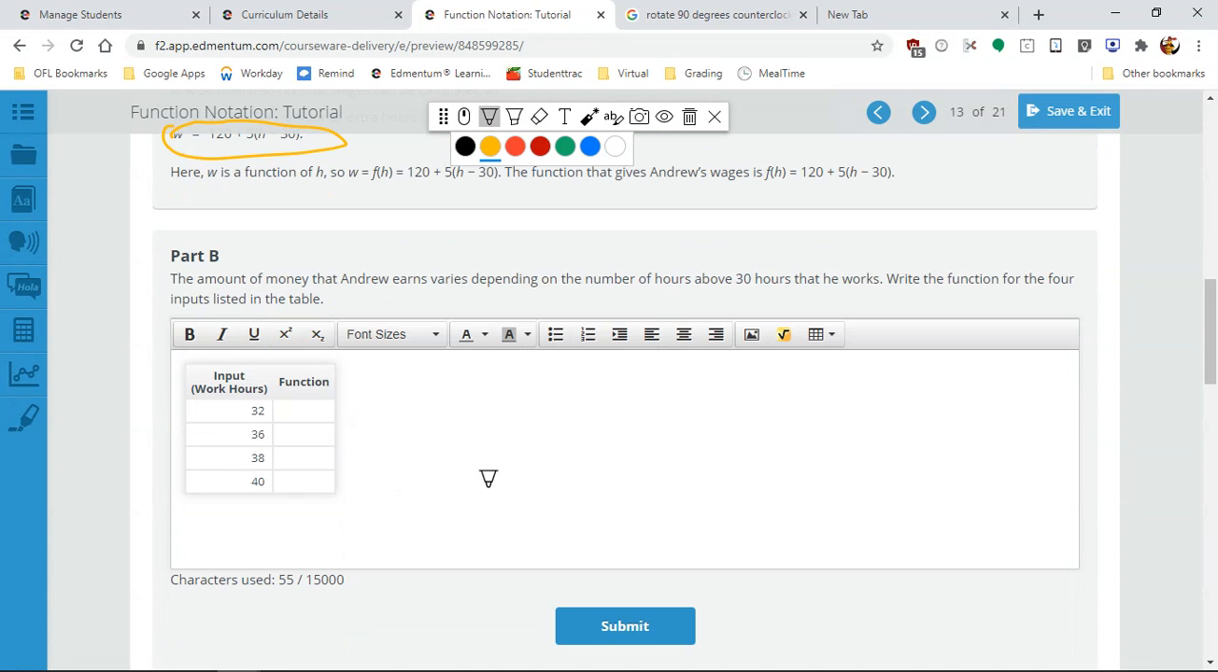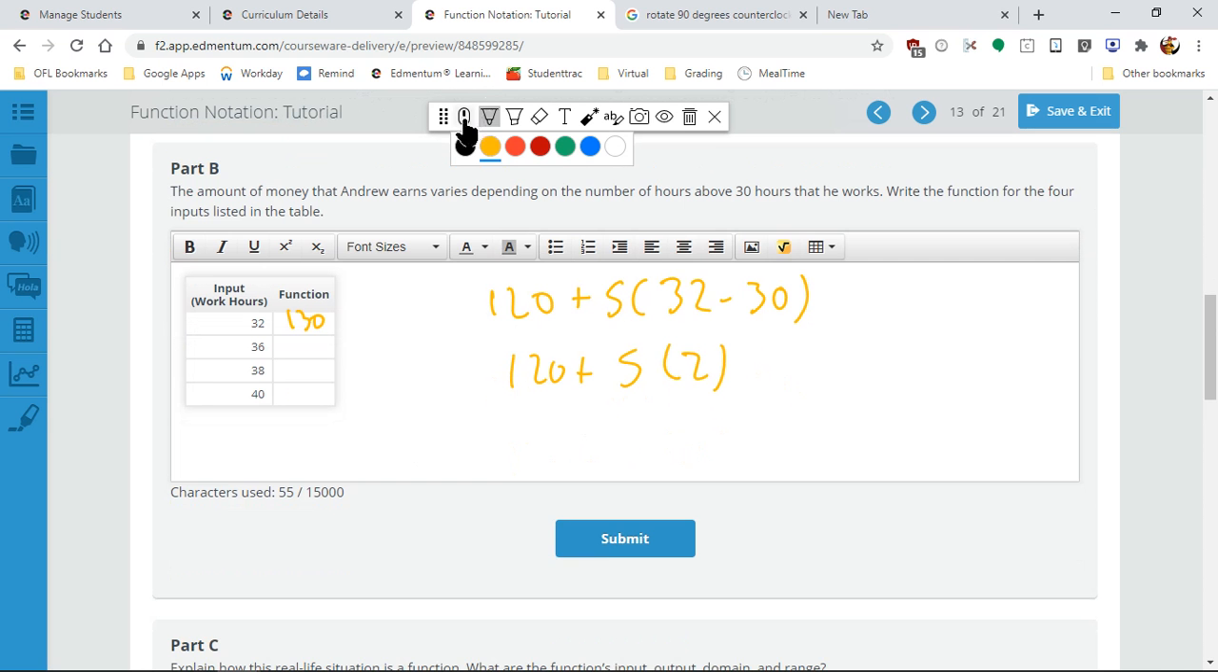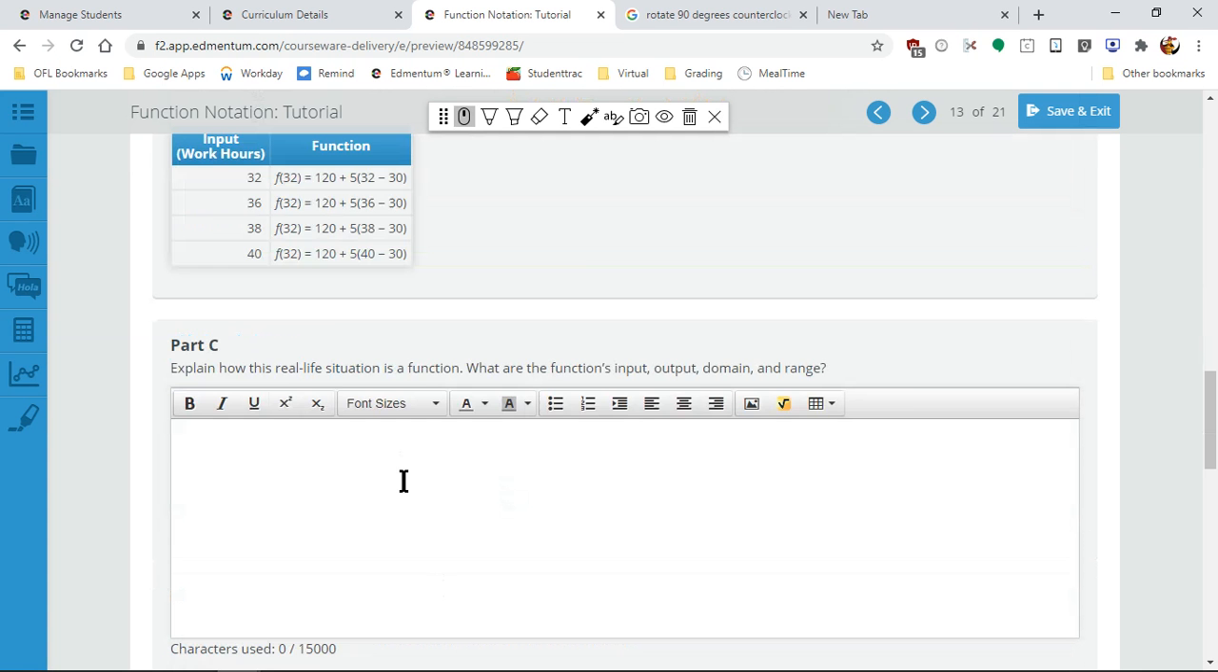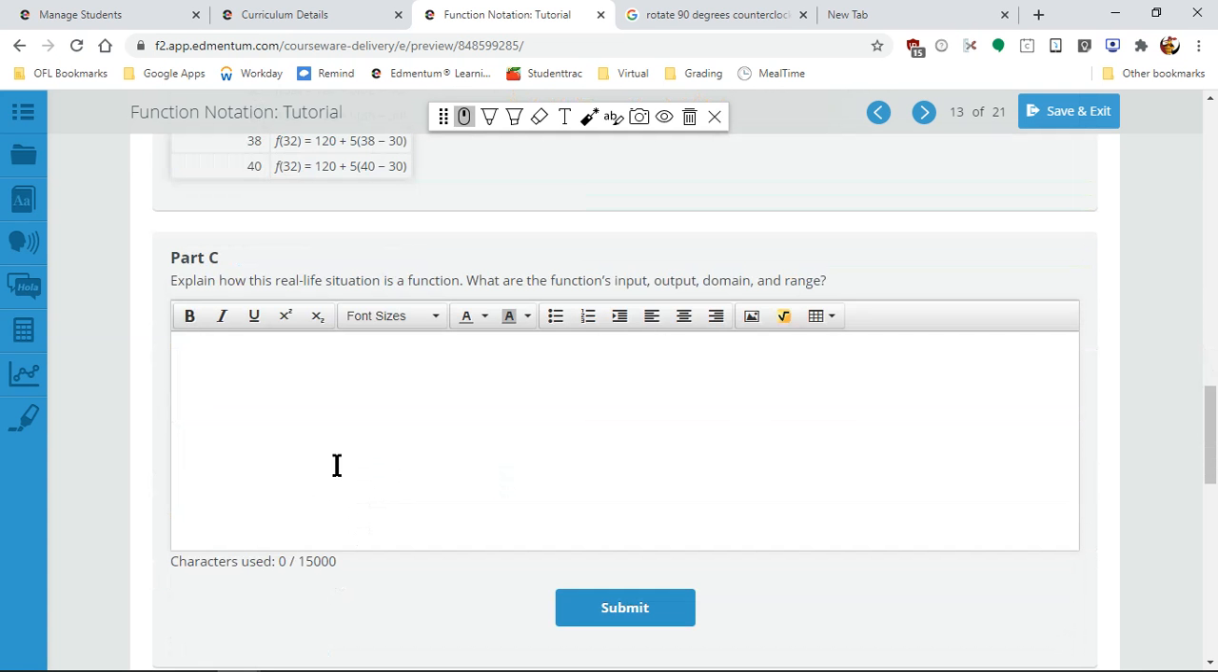So the thing that we're going to do here is 120 plus 5 times our hours. Our hours are going to be 32 minus 30. We're going to get 2. So he made an extra $10, right? So we're going to do that 120 plus our $10. What he got out of it was $130. I think they're going to ask for the function and then they're going to ask for the answer. Yep, they're asking for the function.